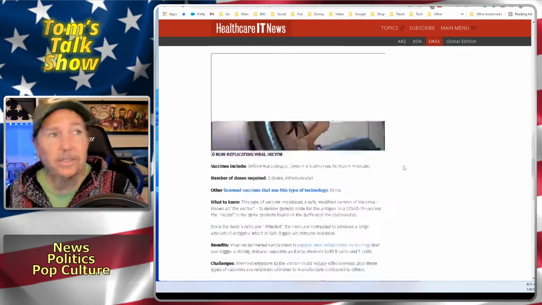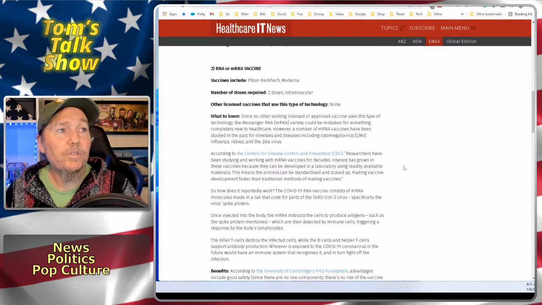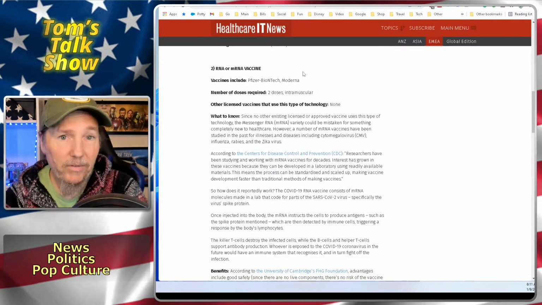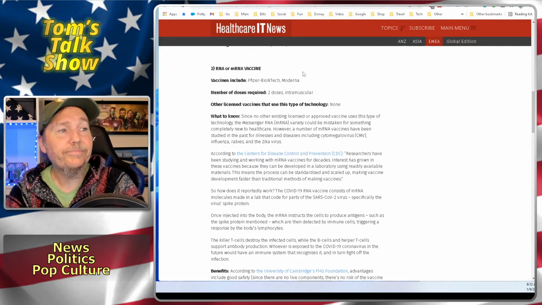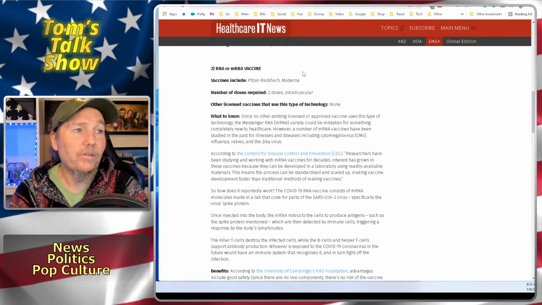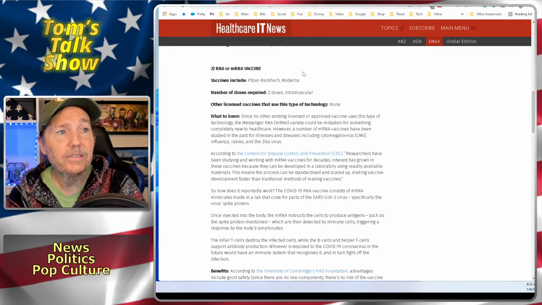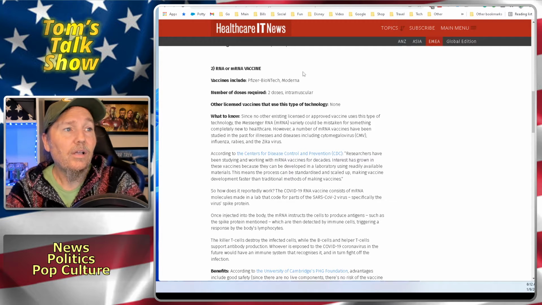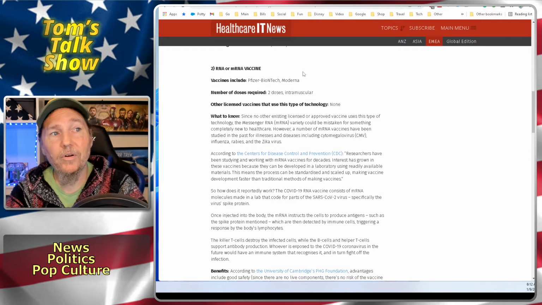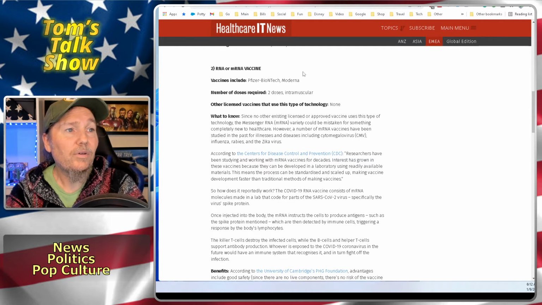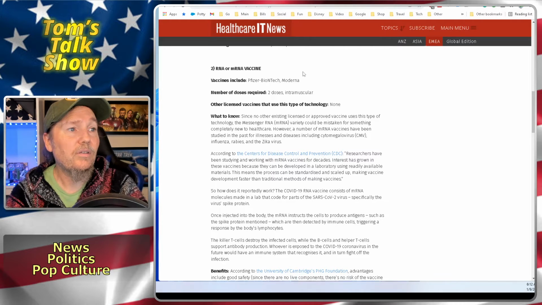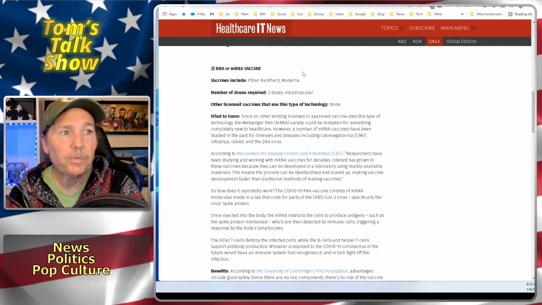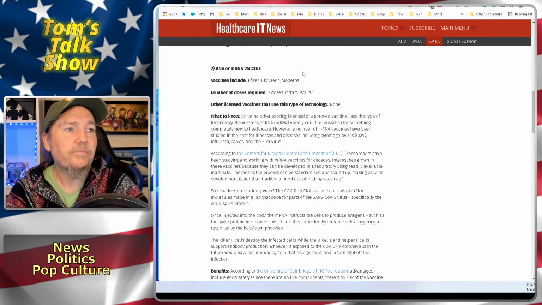Okay, so the last vaccine is, of course, the controversial one, which is these RNA or mRNA vaccines. What to know here: since no other existing licensed or approved vaccines use this type of technology, the mRNA variety could be mistaken for something completely new to healthcare. However, mRNA vaccines have been studied in the past for illnesses and diseases, including cytomegalovirus, influenza, rabies, and Zika. It's been studied, but has never been produced as a vaccine.